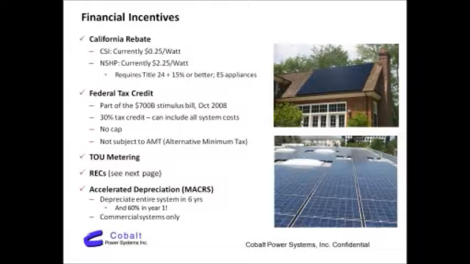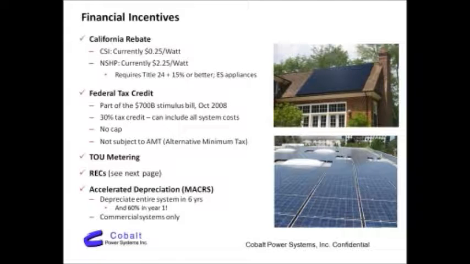The New Solar Homes is a different rebate program, also California, and it is only for homes that exceed Title 24 by 15%. And some of you know Title 24 is the energy efficiency regulations for California. So typically it's pretty hard for an existing home to exceed Title 24 by 15%, and so this is mostly new homes. And we do new solar homes every day, and as you can see, the rebate level is $2.25 a watt, so it's 9 times as high as the CSI.